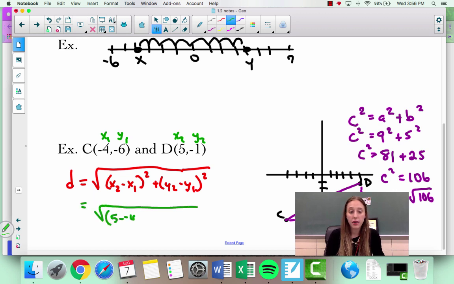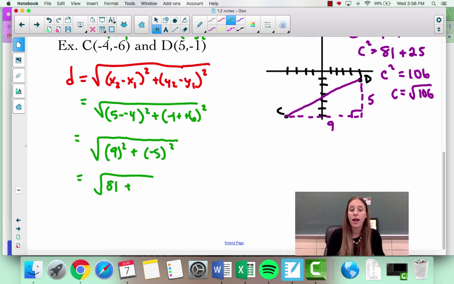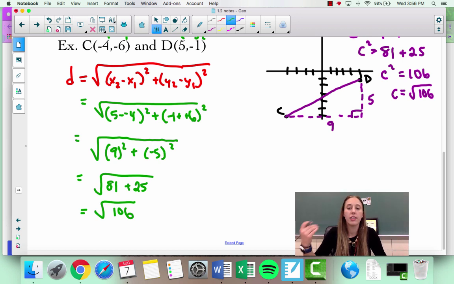So 5 minus -4 squared plus -1 minus -6 squared. Go ahead and simplify everything underneath. So 5 minus -4, two negatives make a positive, so that's going to get us 9 squared. And then -1 minus -6, that's like adding a positive 6, so that's going to get us 5 squared. And then when we simplify those, we get 9 squared is 81 and 5 squared is positive 25. Add those, you get 106 again. So notice, same answer, same process. It's just whether or not you need a picture or you just go ahead and plug into the formula.